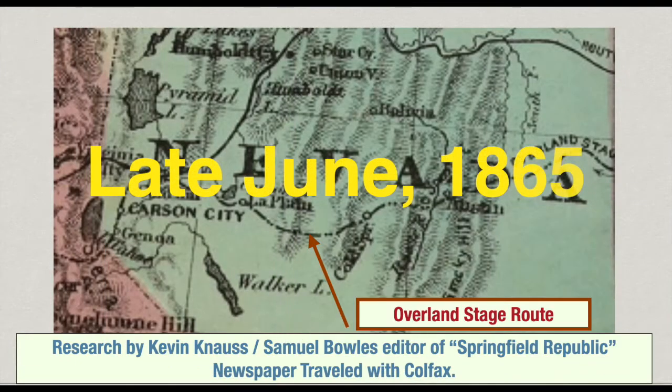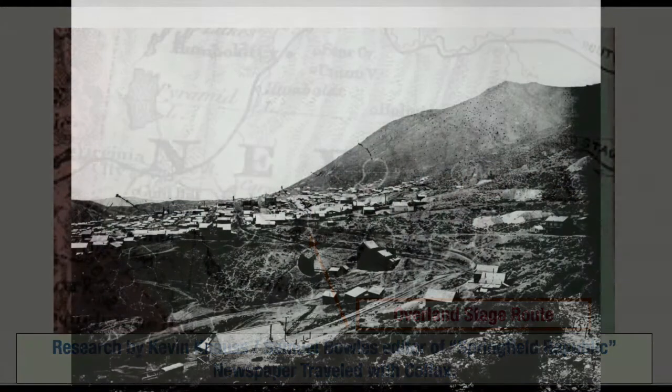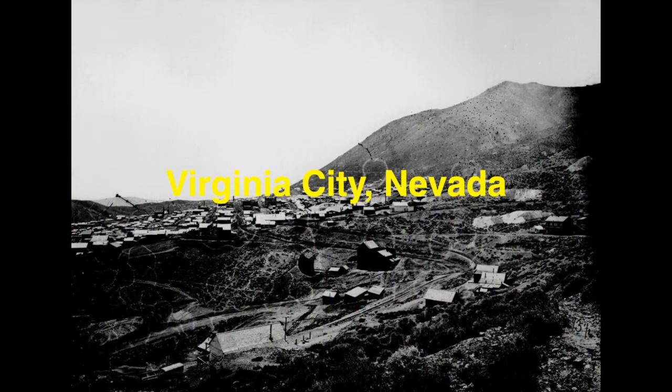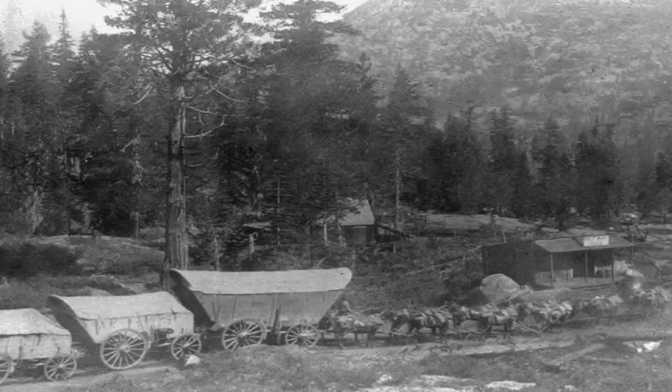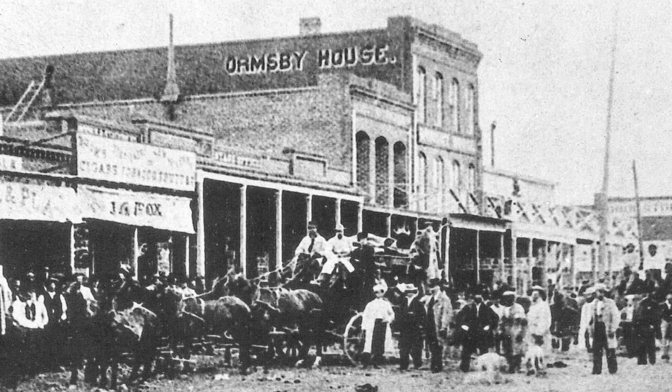By late June, they arrived in the silver town of Virginia City, Nevada. A lot had changed since the 1849 California Gold Rush. To traverse the Sierra, there were now 2 toll roads to choose from, a northern route which crossed north of Lake Tahoe and a southern route which skirted south of Lake Tahoe. Colfax chose the more popular southern route.